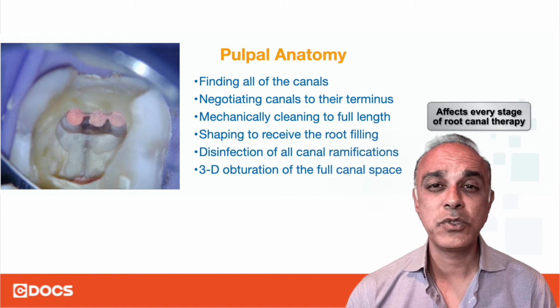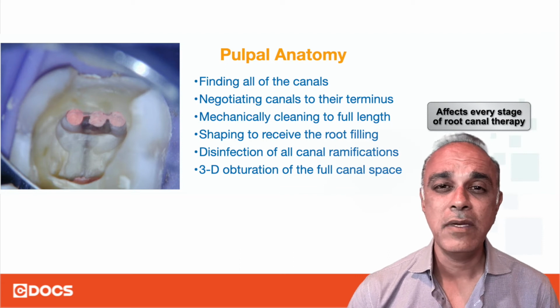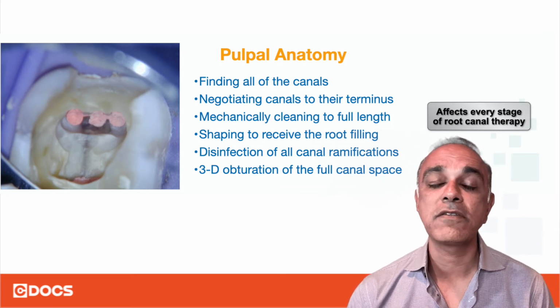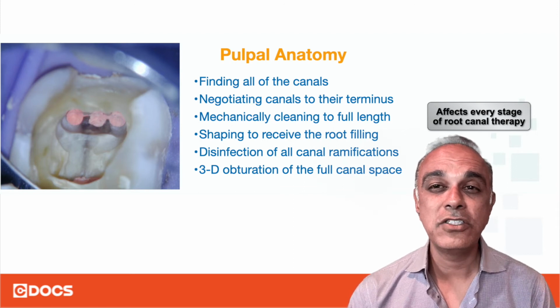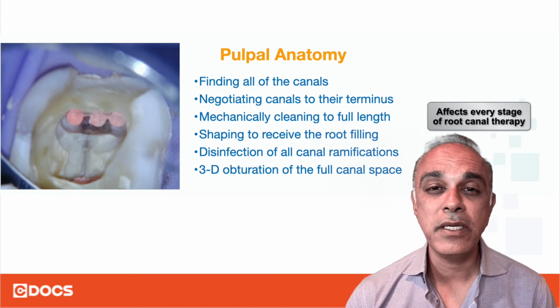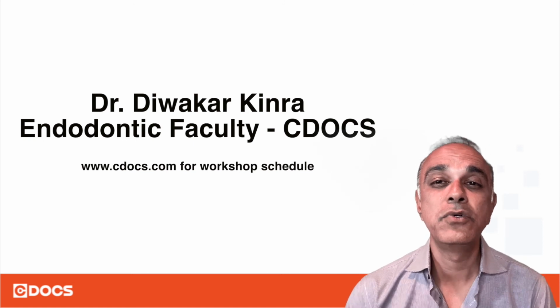A lot of times you'll see lesions, maybe you'll see a lateral lesion in the cone beam, and that's really important because you want to give a 3D obturation of the full canal space, and knowing where the anatomy is allows you to do that. Remember that anatomy affects every stage of the root canal therapy, and getting a cone beam is going to be crucial to doing good root canal therapy.